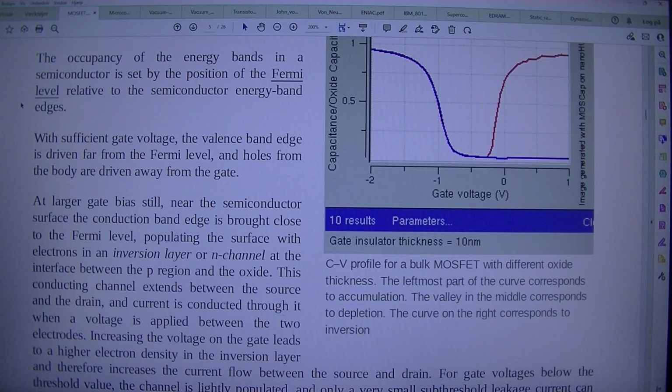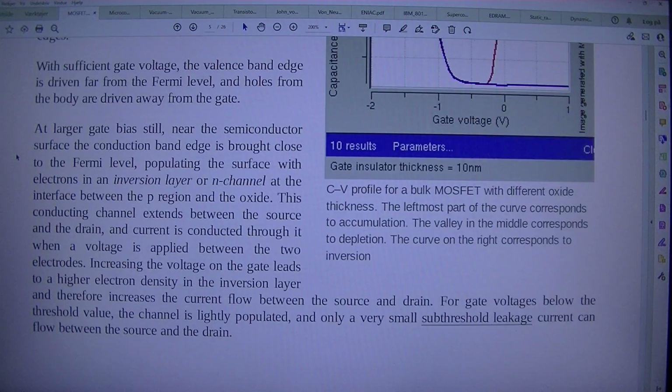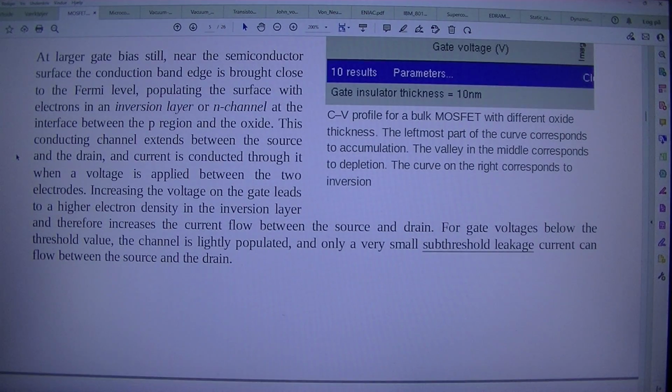Valence band edges are driven far from the Fermi level, and holes from the body are driven away from the gate. At larger gate bias still, near the semiconductor surface, the conduction band edge is brought closer to the Fermi level, populating the surface with electrons in an inversion layer or N-channel at the interface between the P region and the oxide. This conducting channel extends between the source and the drain, and current is conducted through it when a voltage is applied between the two electrodes.